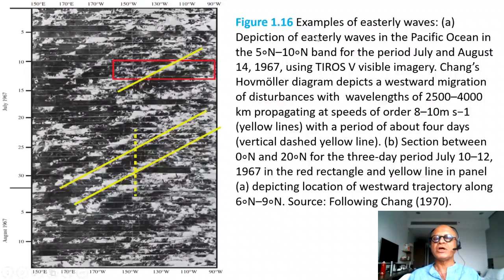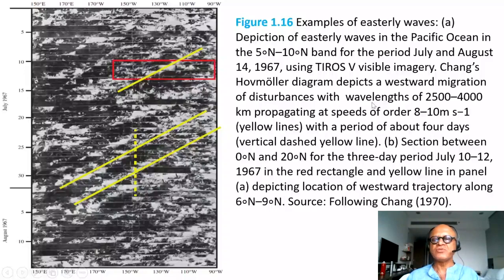So this is just showing examples of what are called easterly waves, which of course means going from east to west. So depiction of easterly waves in the Pacific Ocean in the 5 to 10 degree north. So you have to be careful here. The time is going from bottom to top, which is the usual for oceanographers, but sometimes atmospheric people go the other way. So this is using some satellite data visible imagery, what is called a Hofmöller diagram, where we look at latitude or longitude and time.